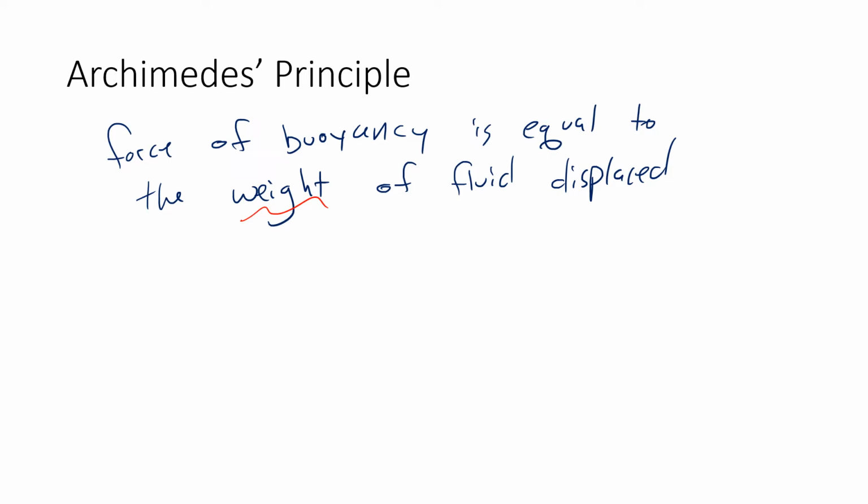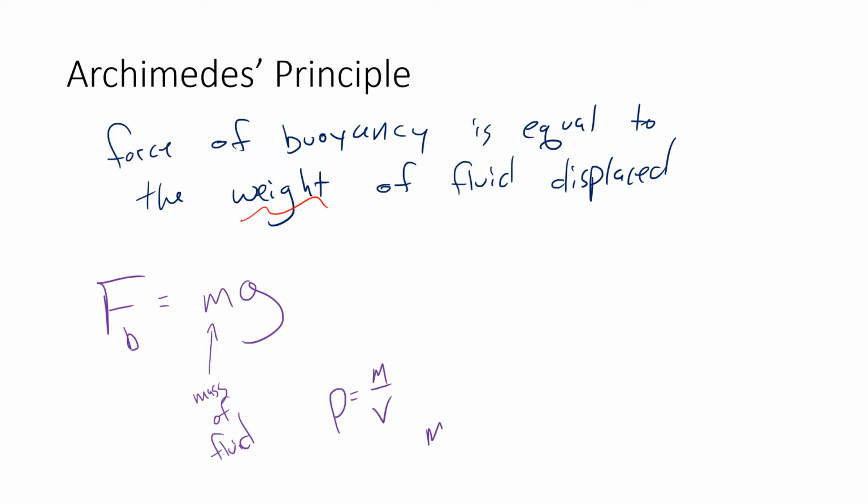So here's the deal. If we wanted to calculate the force of buoyancy, we'll call it FB, it's going to equal mg, where m is the mass of fluid. However, we don't usually measure fluids with mass. So this is a little review. We know that density is mass divided by volume, so mass equals density times volume. We're going to substitute that in for mass. So the formula is really going to look like FB equals rho V g.